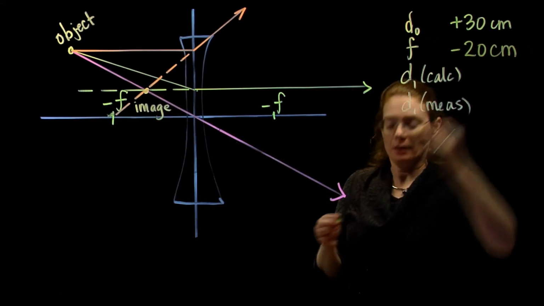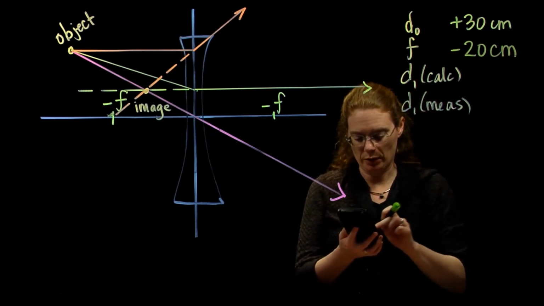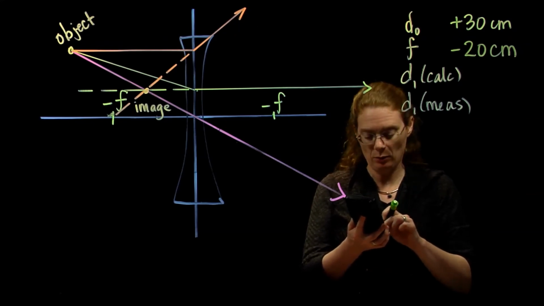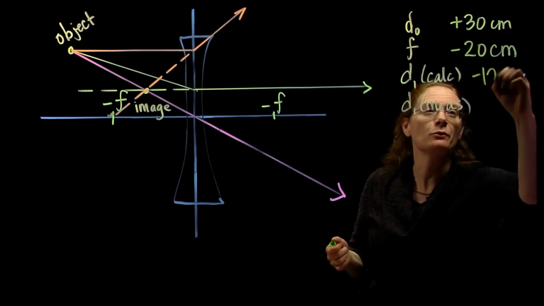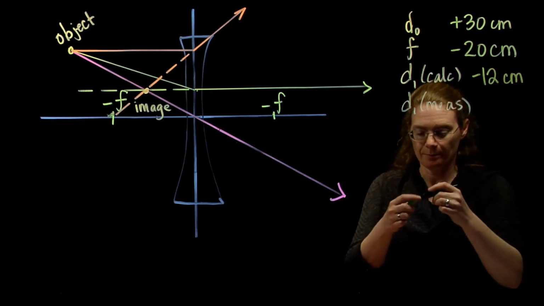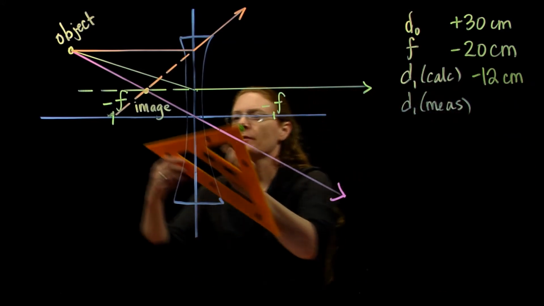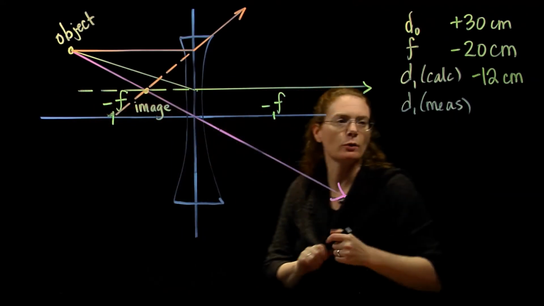All right, calculate DI. 1 divided by, 1 divided by the focal, -20, minus 1 divided by DO, 30, and I get a DI calculated of -12. Negative is good, because it's a virtual image, so I should get a negative. Let's see how close it is. Let's see, line that up. Oh, right on. Right on.